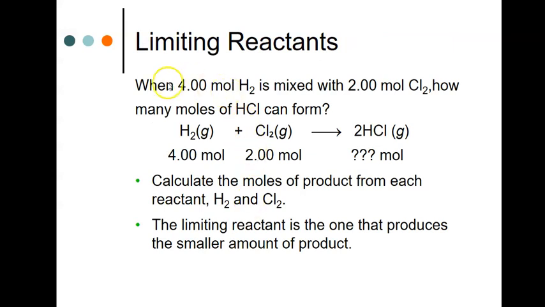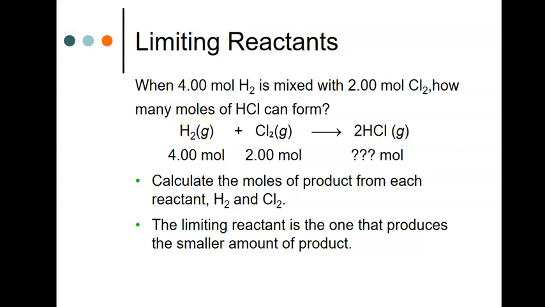So let's look at the first chemistry example. When 4 moles of hydrogen is mixed with 2 moles of chlorine, how many moles of hydrochloric acid can form? You have 4 moles of hydrogen and 2 moles of chlorine, but you want to find out how many moles of HCl you can produce. Calculate the moles of product from each reactant. That means you are going to calculate the product you are going to get from each reactant.